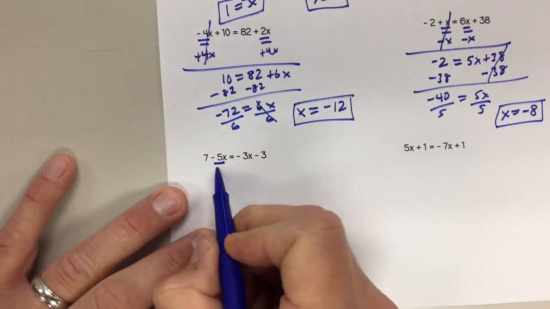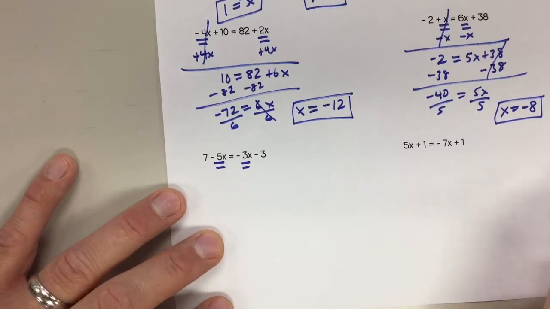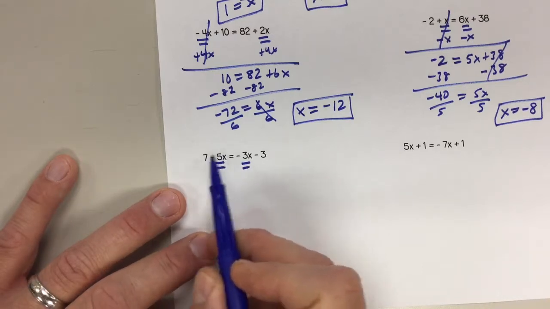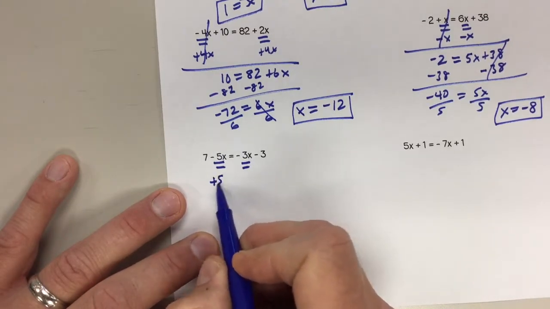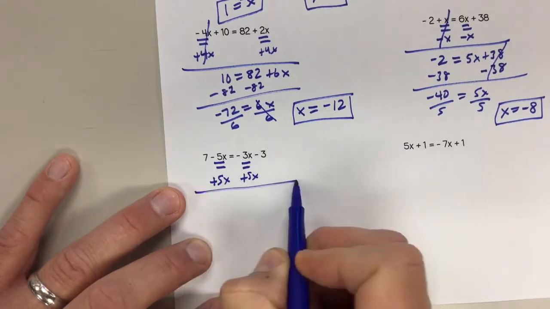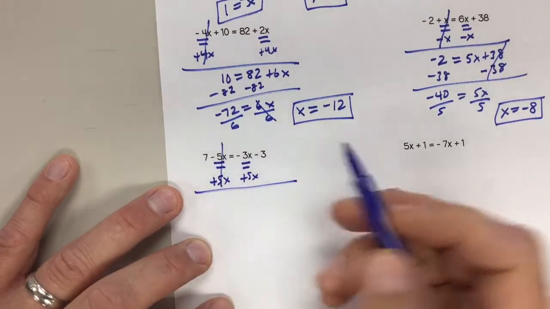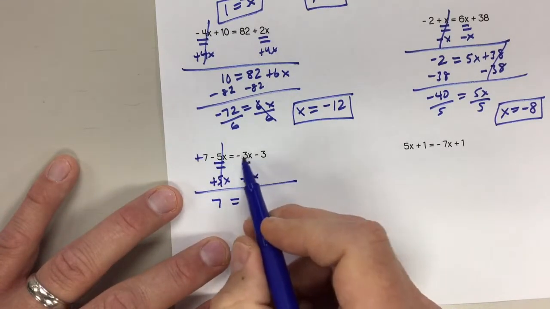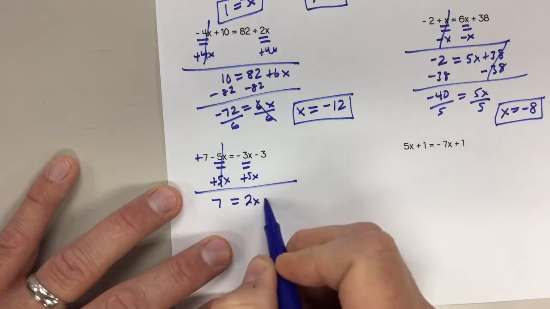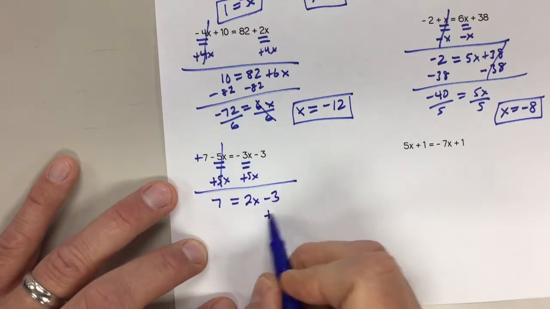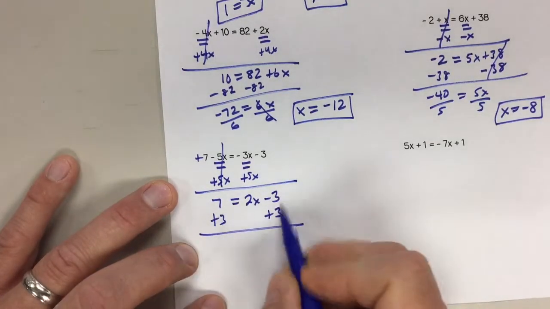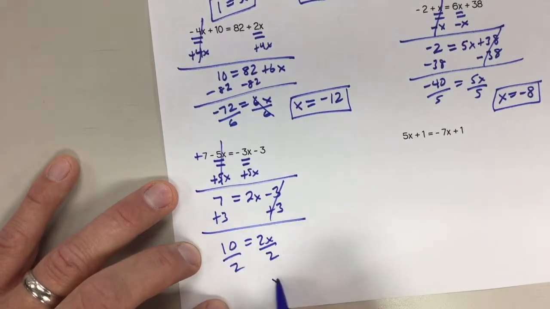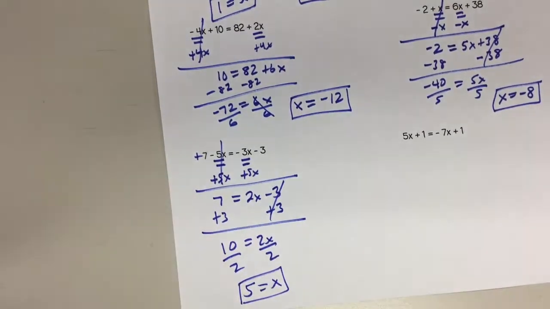Fifth example. There's my two x terms I need to put together. This term is negative 5x. This one is negative 3x. This one is obviously smaller, so I'm going to move that to the other side by addition. Negative 5x and positive 5x is 0. The 7 stays, and it's positive, because without anything in front, it's positive. Negative 3x plus 5x is 2x. Bring down the negative 3. Now it's just a two-step equation. So I move addition or subtraction first. Then I divide both sides by 2. I get x is 5.